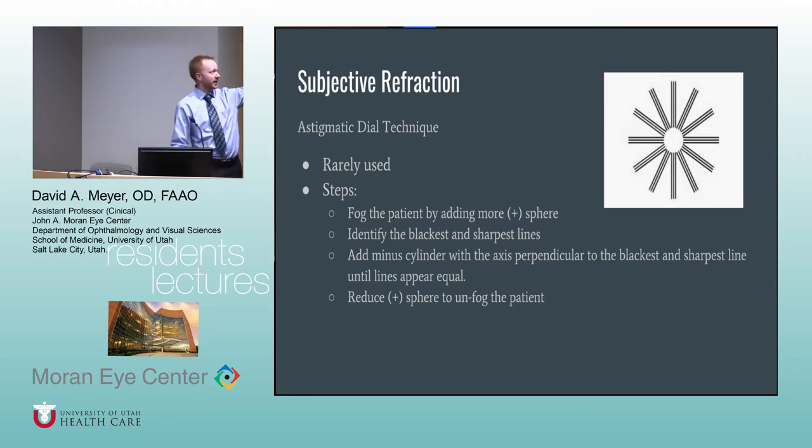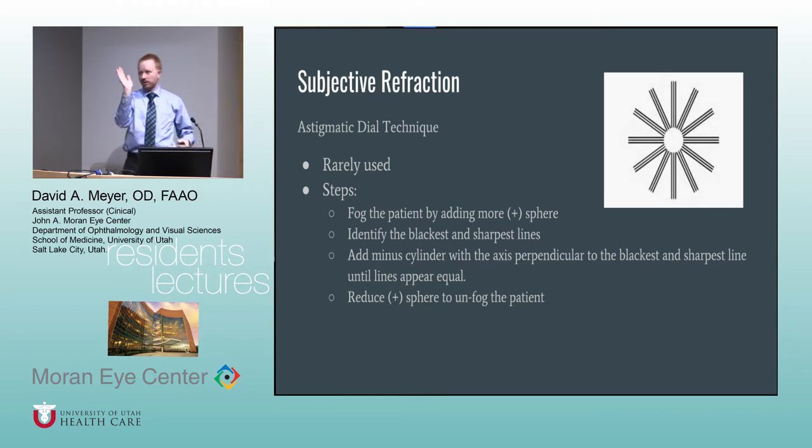Basically, you show them this kind of goofy dial, and then you say, which orientation of lines is the darkest and blackest? And they'll tell you, horizontal or vertical or one of the clock hours. You fog the patient, you identify the blackest and sharpest lines, and this has to do with minus cylinder refraction. I sat down and tried to do the optics and the math if you're doing it with plus cylinder refraction, and it's a lot more confusing. You don't just reverse it.